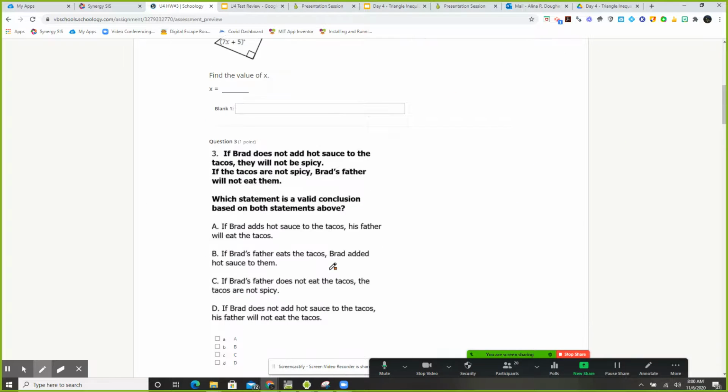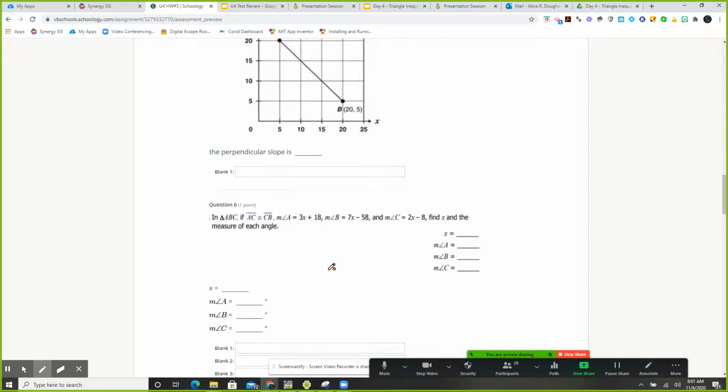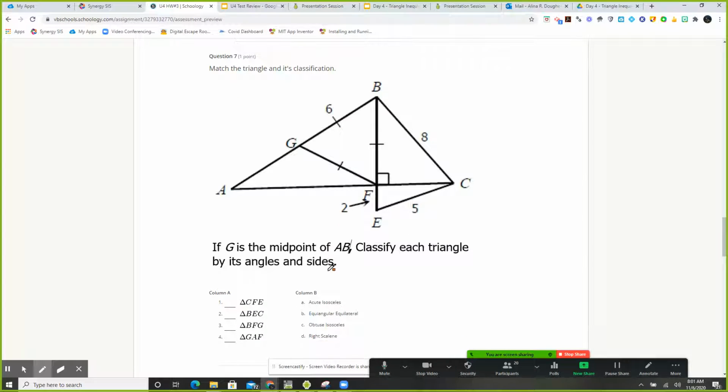Let's look at number 7. So number 7 is similar. We have to go through these one at a time, and we don't have to start anywhere in particular. This one jumps out at me because it has so many markings on it. So triangle GFB, that's this guy, BFG, big friendly ginger. What kind of triangle is that? The equilateral. So I don't know if that's the one that jumps out at you, but that is definitely the one that jumps out at me.